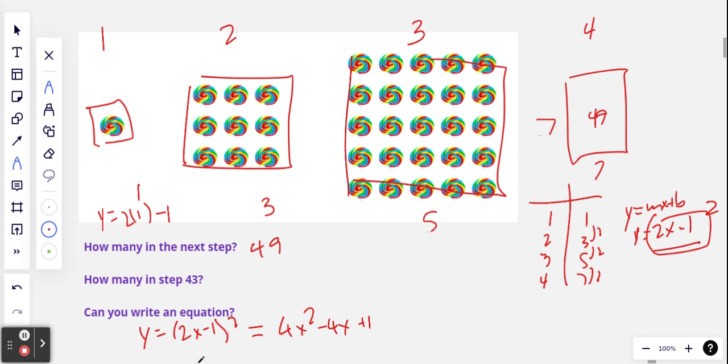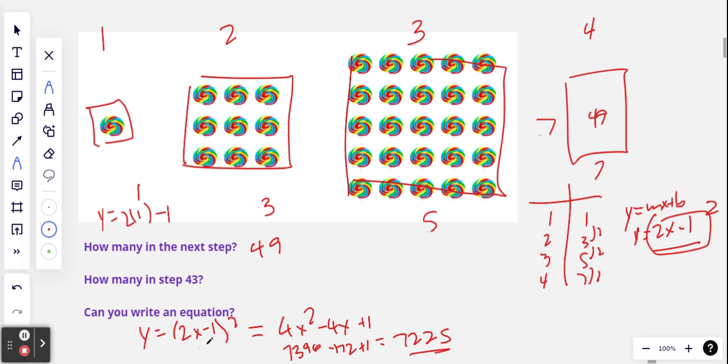This equation might be an easier form than this one, but they should both come out to be the same thing. Now, when we calculate the number for step 43, we should get, well, let's see, 1849 times 4 would be 7396. Yeah, and a minus 4x, 4 times 43 is 172. So minus 172 plus 1, and all of that's going to add up to 7225. So that's what I think it is for step 43.